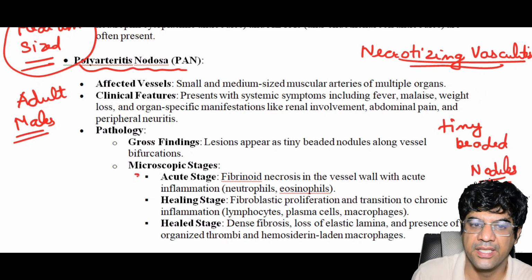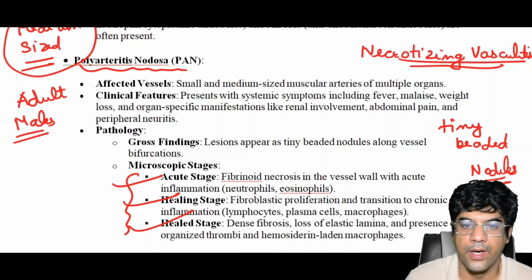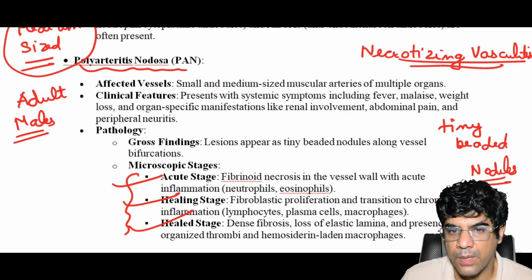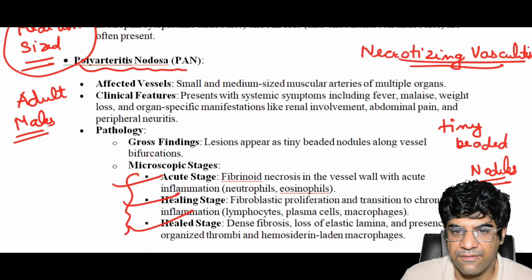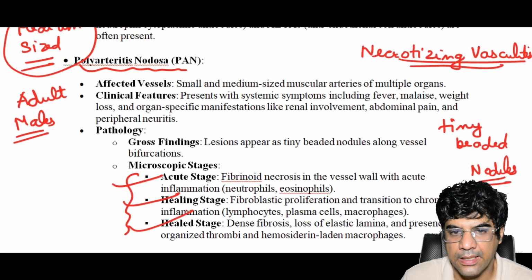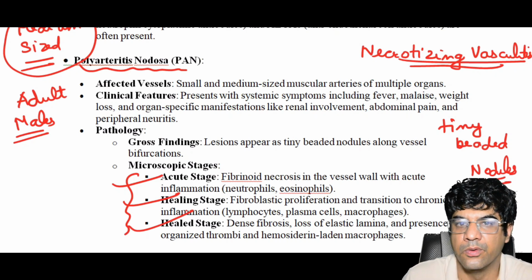On microscopy you will see three stages: acute stage, healing stage and healed stage. In the acute stage you will see fibrinoid necrosis within the vessel wall, and acute inflammatory cells dominated by neutrophils, eosinophils, mononuclear cells. In the healing stage, you will see fibroblastic proliferation. The inflammatory infiltrate here includes lymphocytes, plasma cells, and macrophages. The healed stage features dense fibrosis with loss of the internal elastic lamina, and hemosiderin-laden macrophages can be seen.